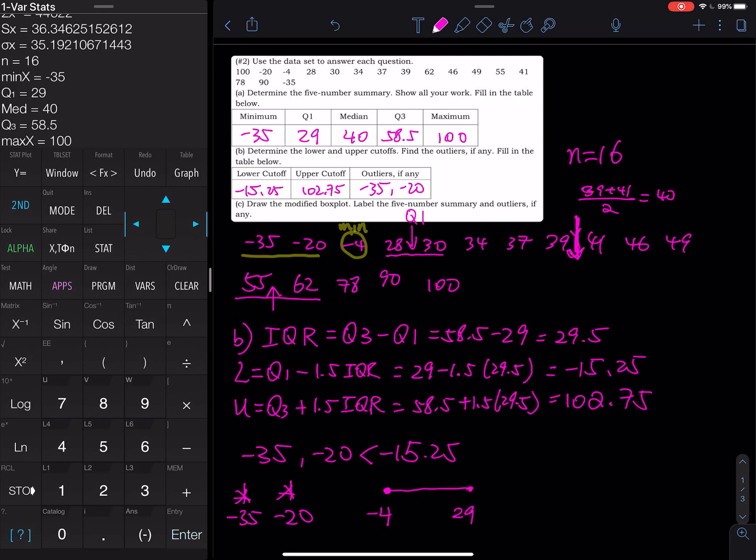and then the median is 40, and then Q3 is 58.5. This is my middle 50%, the distance between Q1 and Q3, and then the maximum is 100. So this is the max, this is the min. We have Q1, the median, and Q3. Notice, let me say one more thing right here.